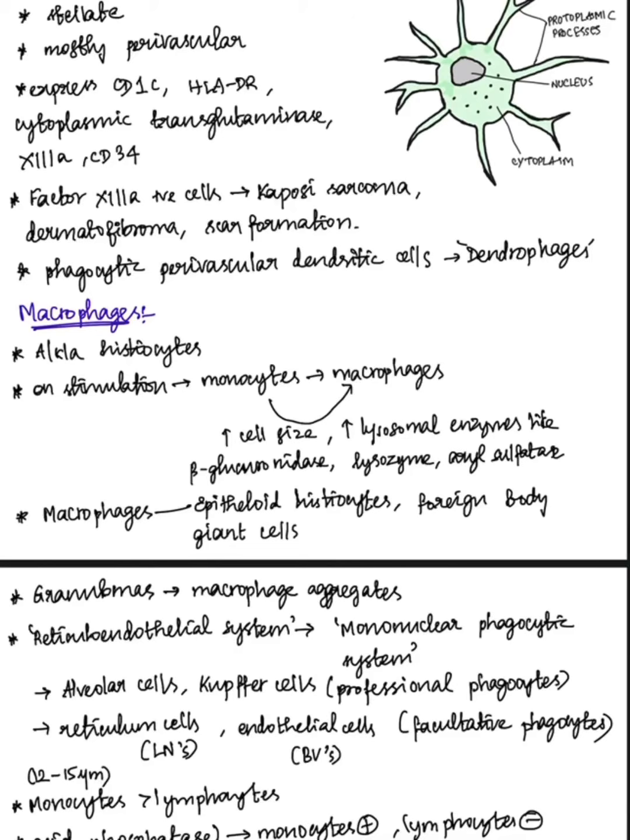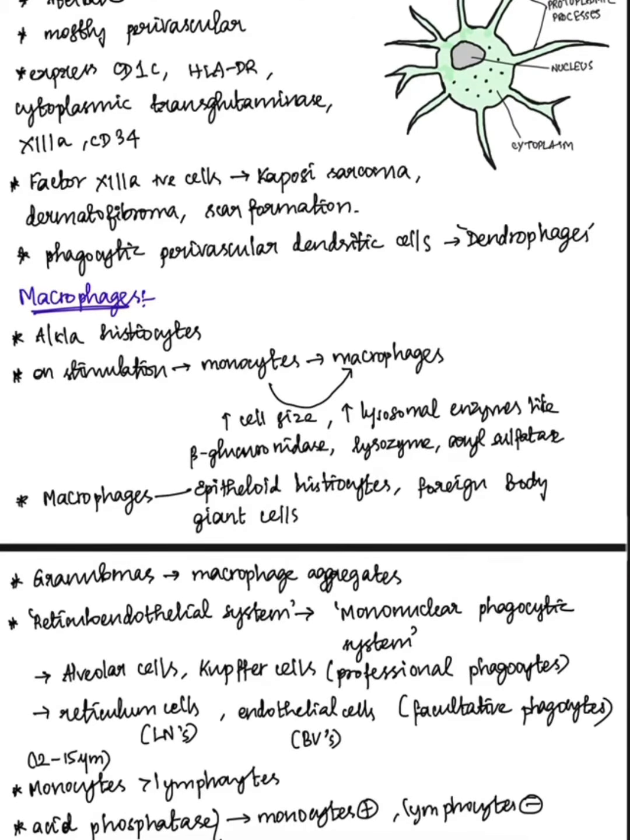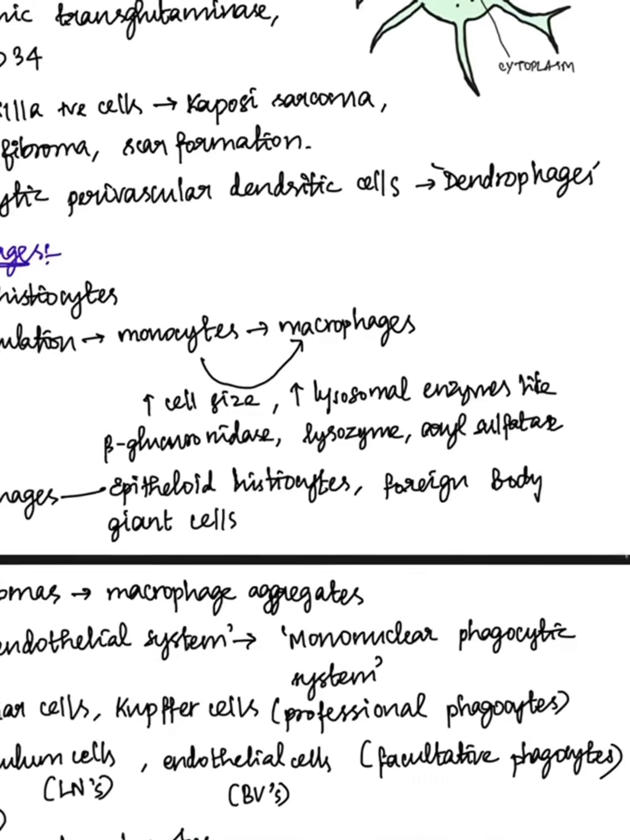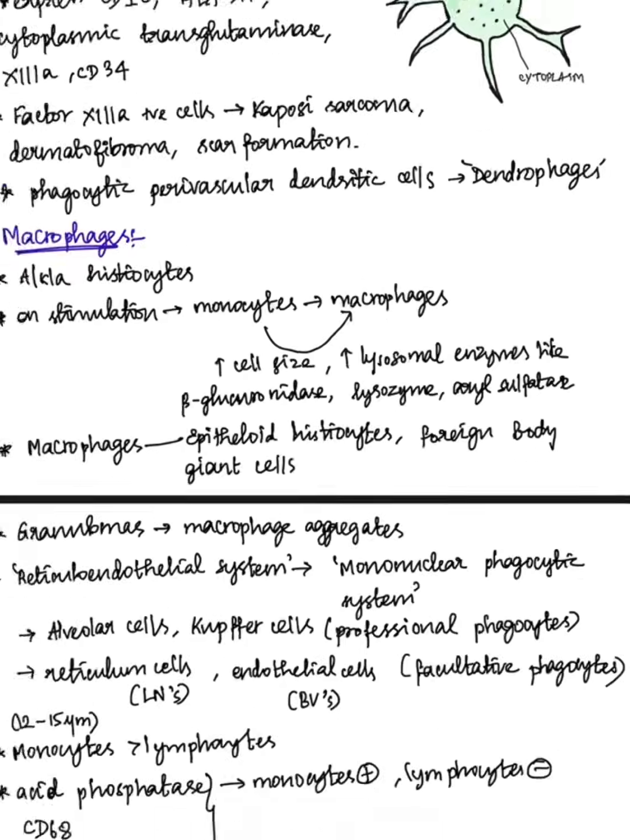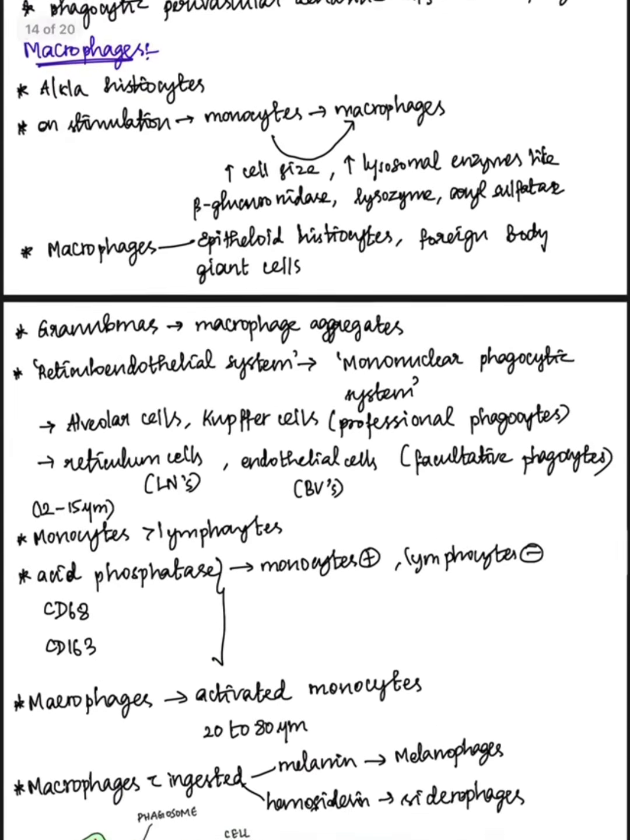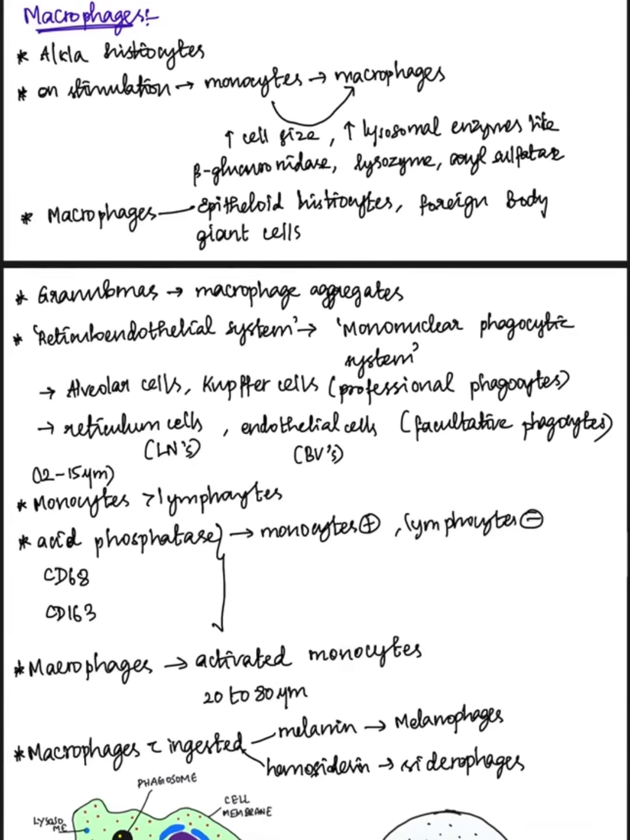Macrophages are also called histiocytes. Monocytes on stimulation become macrophages, which results in an increase in cell size and an increase in lysosomal enzymes like aryl sulfatase, lysozyme, etc. These macrophages can be epithelioid histiocytes or foreign body giant cells, and aggregates of macrophages can form granulomas.